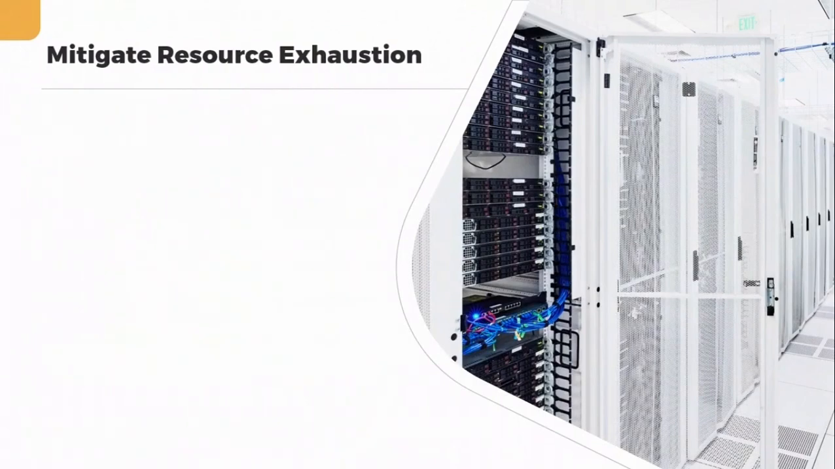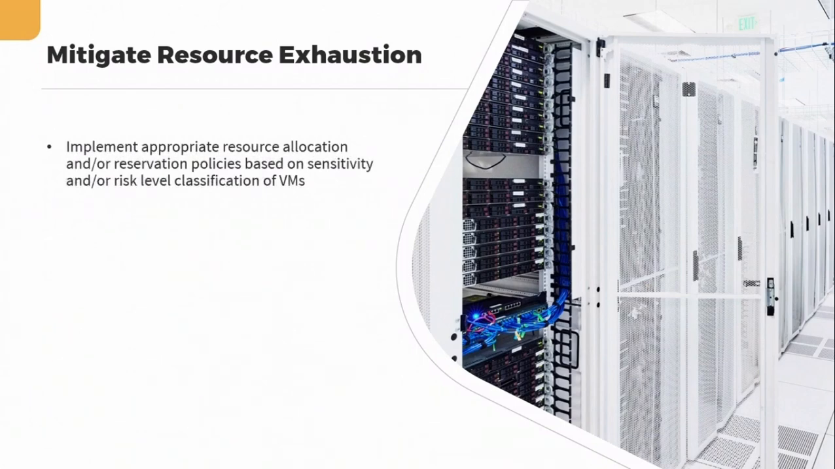We also need to mitigate resource exhaustion. That was one of the main threats on the CSA list. Implement appropriate resource allocation and/or reservation policies based on sensitivity and/or risk level classification of your virtual machines. Use antivirus and other security software that is virtualization aware and virtualization optimized.